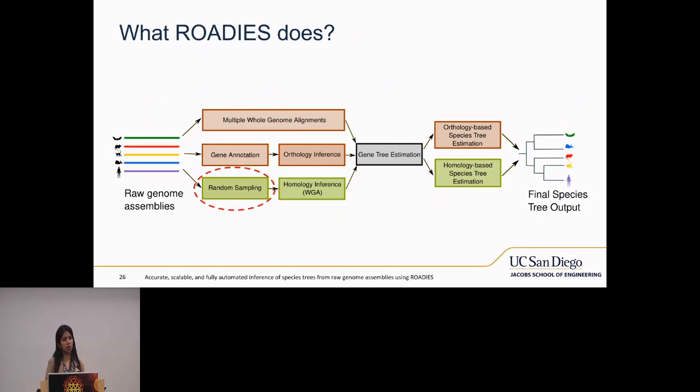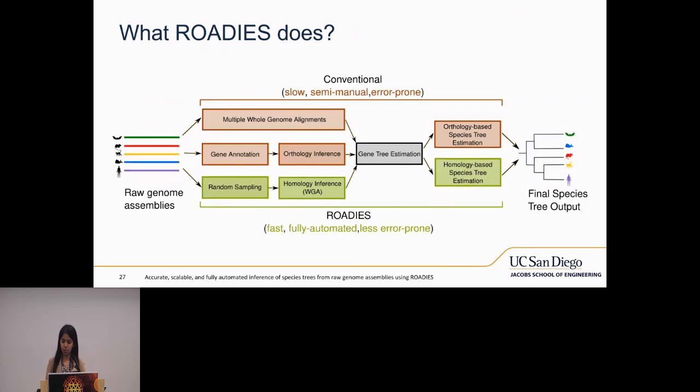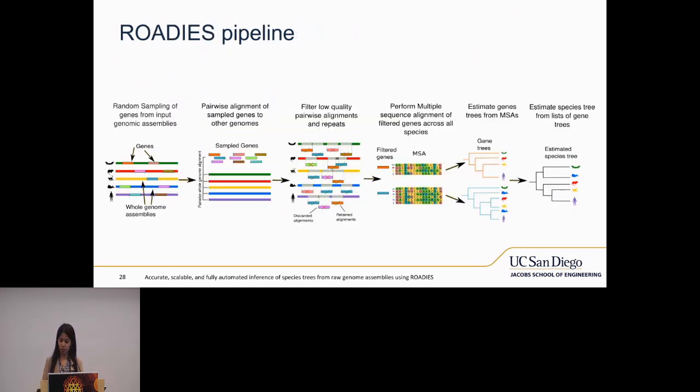Now, there are multiple benefits of doing random sampling. The first benefit is that since we are not restricting ourselves to protein coding genes, we do consider intergenic or intronic regions as well, because they are neutrally evolving regions and they follow the assumptions of phylogenetic tools better. The second benefit is that since we are uniformly sampling these genes across the input genomic assemblies, we are removing the reference bias. And with random sampling, we are also removing the requirement of multiple whole genome alignments. Because of these differences, our tool is quite fast, fully automated end-to-end, and quite less error-prone.